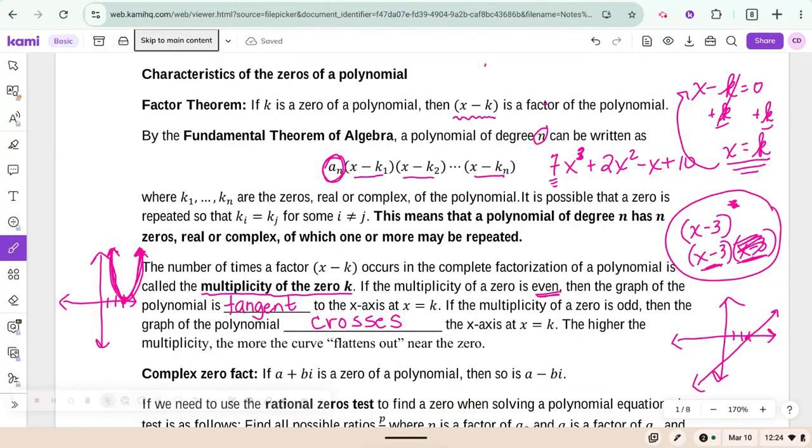So the big idea here is, if it is an even multiplicity, if the factor appears an even number of times, 2, 4, 6, 8, then at that 0, the graph will be tangent to that point. If the multiplicity is odd, then in some way, the graph will simply cross the x-axis at that point. All right, a lot of information on this page.